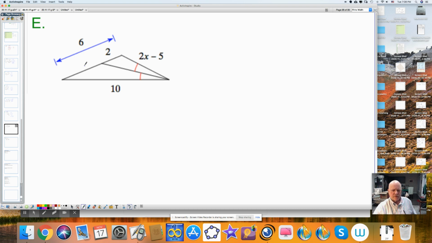Here we have the same kind of thing going on. This is 4. So I can say 10 is to 4 as 2x minus 5 is to 2. If I multiply both sides by 2, I get 20 divided by 4, which is 5, is equal to 2x minus 5. Add 5 to both sides. 10 is equal to 2x, and divide both sides by 2. X is equal to 5.